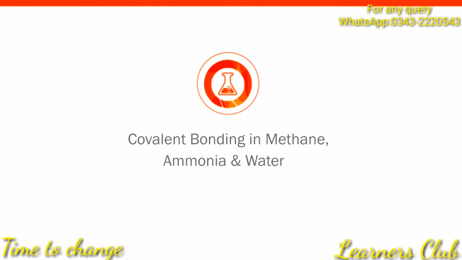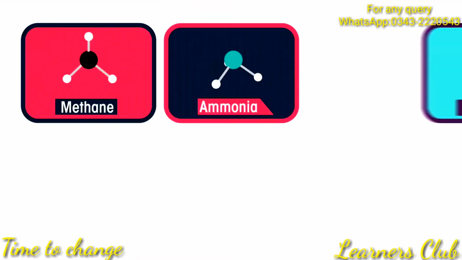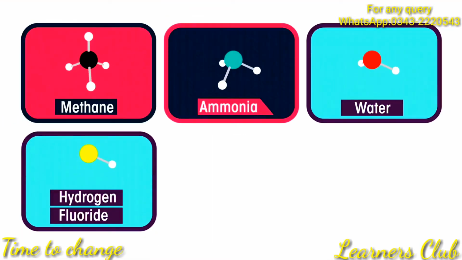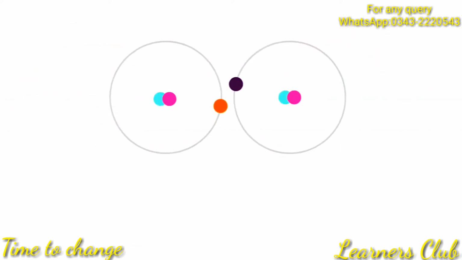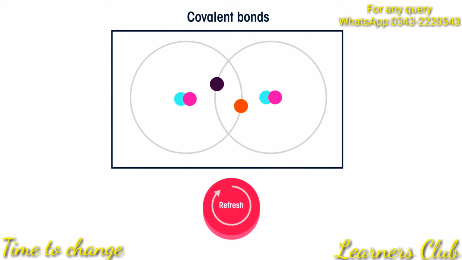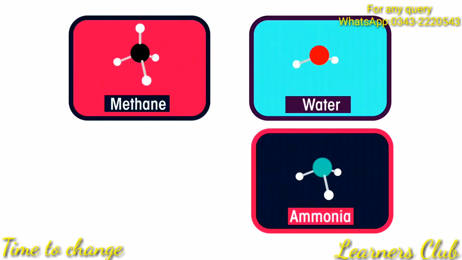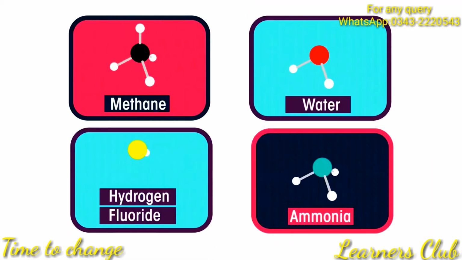This is a video about the covalent bonding in methane, ammonia, water, hydrogen fluoride and ethanol. You should already know what covalent bonds are and how they form. If you need to refresh, you might want to watch our video, Covalent Bonds, before you continue. So what are methane, ammonia, water and hydrogen fluoride, and why are they special?